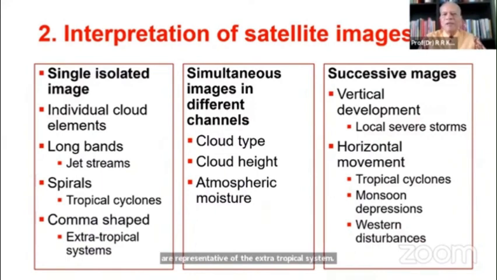If you have multiple images taken at the same time but in different channels, we can find out what type of cloud it is. We can also estimate the height of the cloud, and we can also get an estimate of the moisture in the atmosphere. But if you have successive images over a long period of time in different channels, we can get the vertical development of local severe storms. And we can also monitor the horizontal movement of tropical cyclones, monsoon depressions, and western disturbances, which keep moving horizontally.